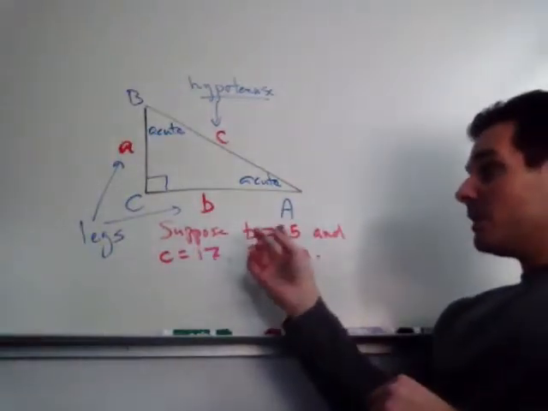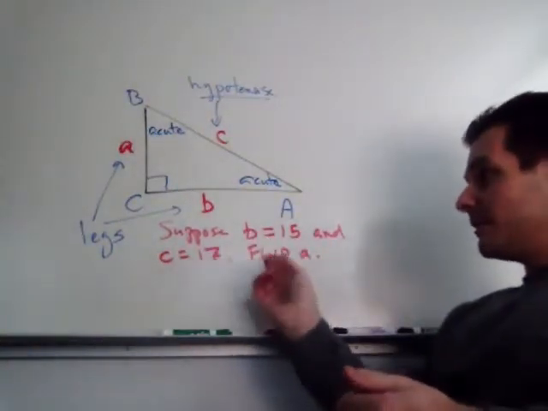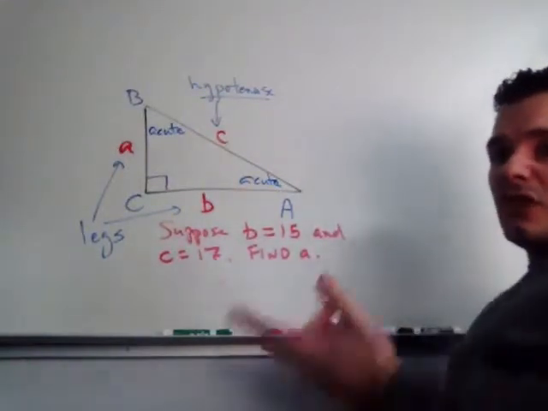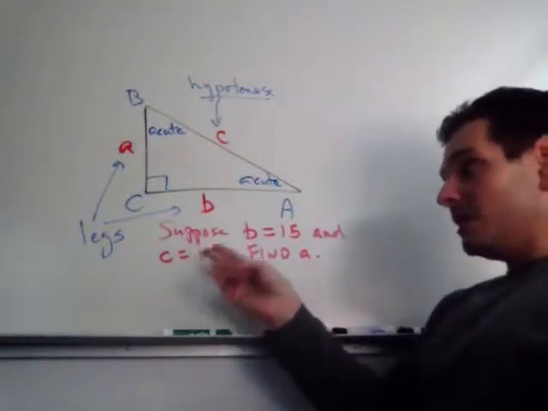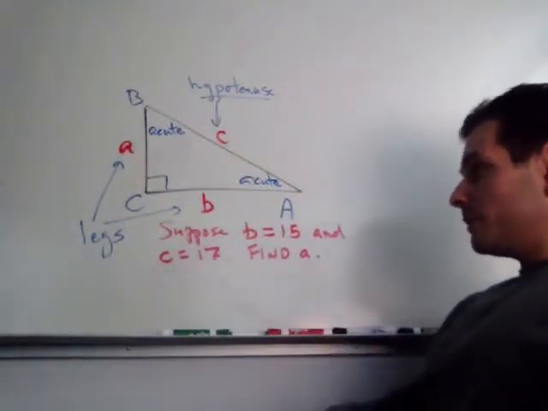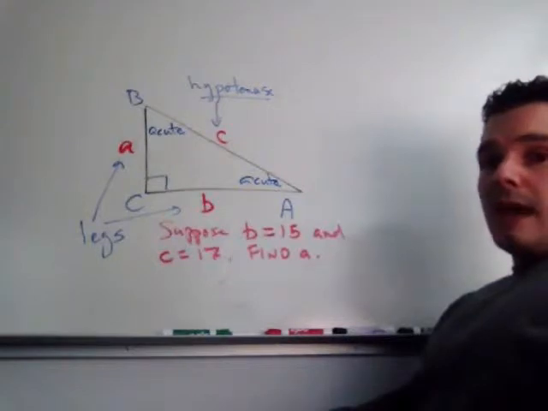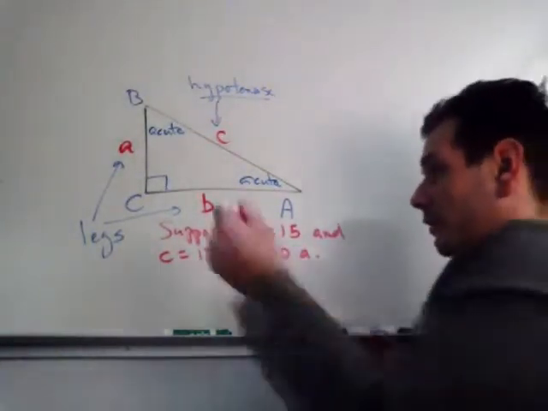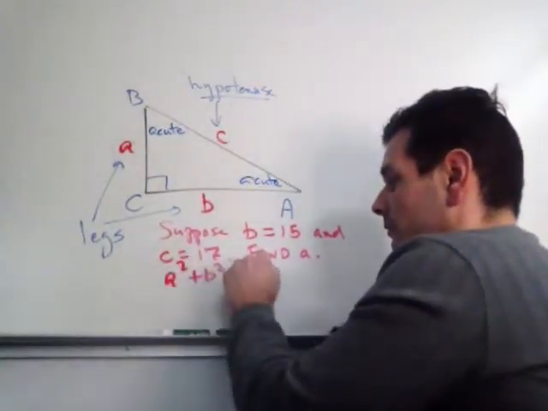It doesn't matter which leg I call B, which leg I call A. I could have said that A is 15 and C is 17, find B, and it would be the same process, right? A and B are pretty much interchangeable because they're legs, right? Now, C has to be the hypotenuse, right? So C is always the longest side, okay? That has to be the hypotenuse. So again, I just use the relationship I know between the sides of the right triangle, which is the Pythagorean theorem. So I would just say, all right, well, I know that A squared plus B squared equals C squared.